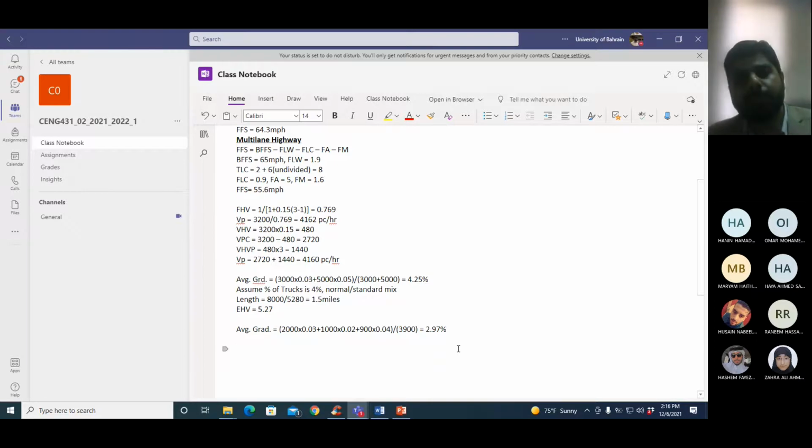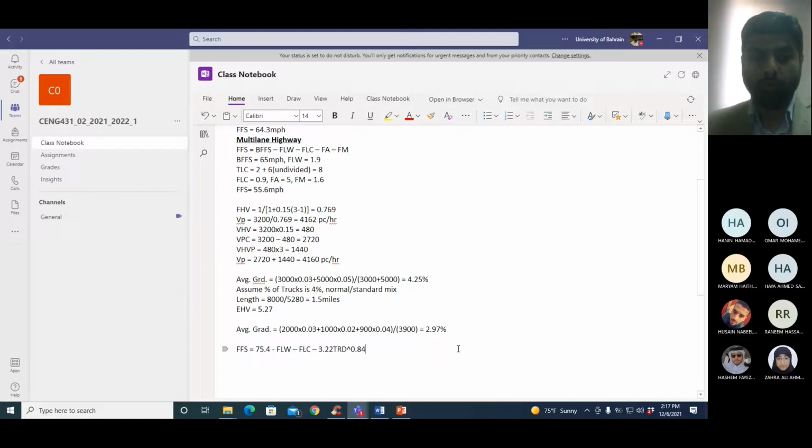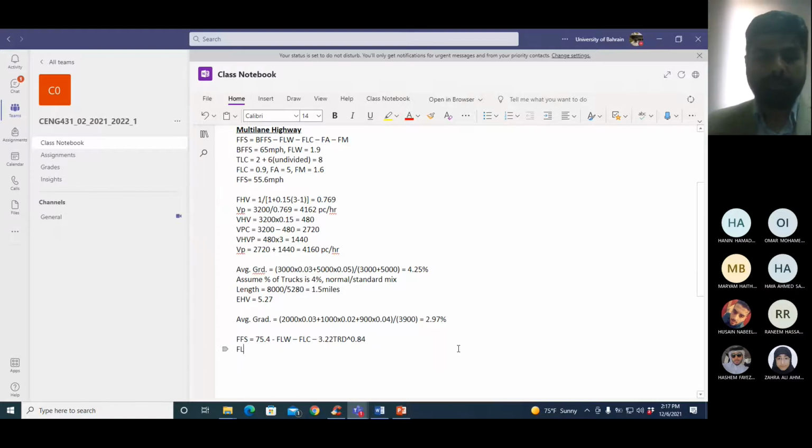Obviously, this is a class problem, so I will not tell you to go and measure the free flow speed. You guys will not come back. I know that. So we will calculate it using the equation. The equation is 75.4 minus FLW minus FLC minus TRD to the power 0.84.